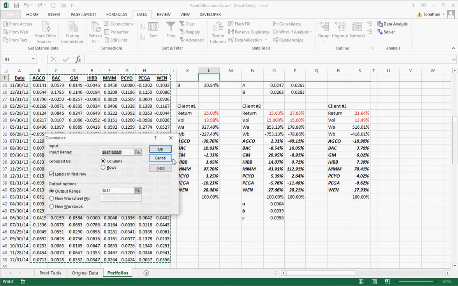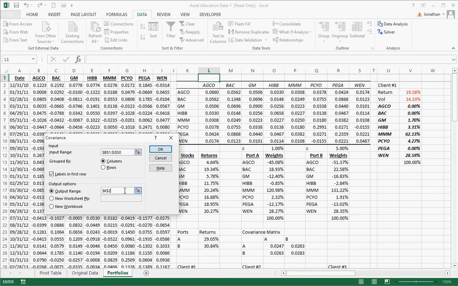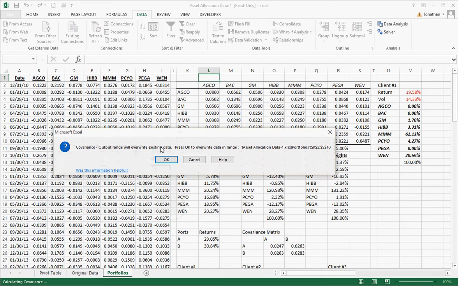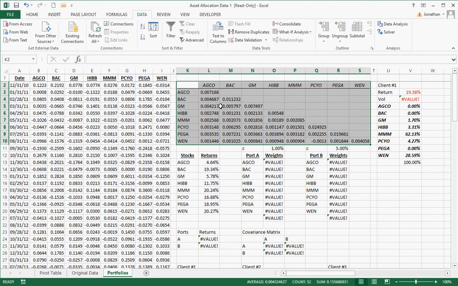The covariance, so I've already entered this once, so the best way to do it is you just click on the first cell that you want referenced, press the period, go over, then control down. Now you have the entire thing. Labels are in the first row. You want to have your output range, and I'm going to have the output range in the same place that I had before, so click OK. Yeah, it's going to overwrite, so it puts in the data right here.